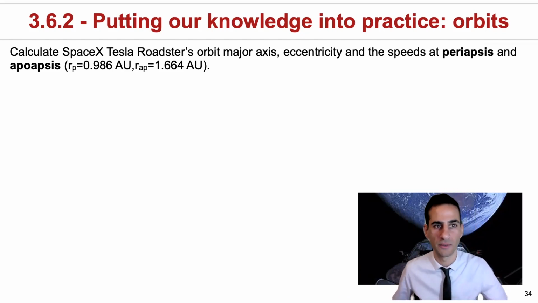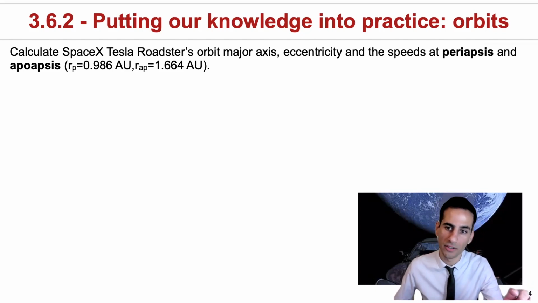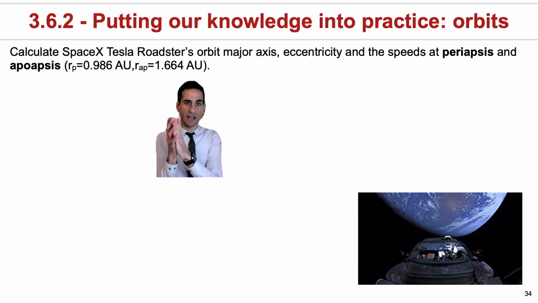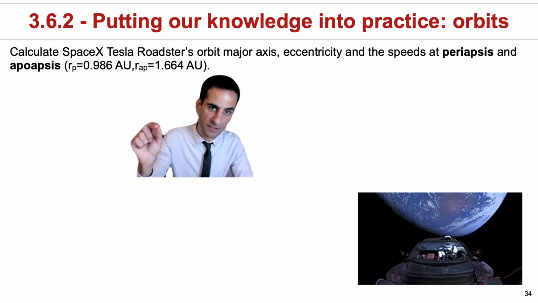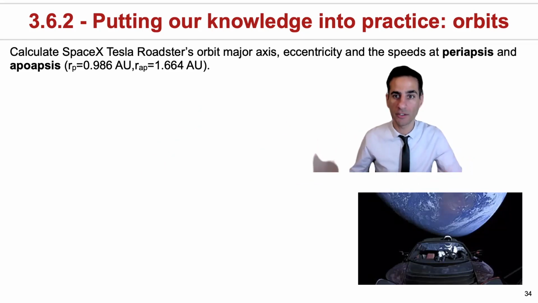In this example that you also find in the lecture notes, what we're trying to do is to actually calculate the eccentricity and the speeds at the closest point to the sun and the furthest point to the sun. And this is a very good example of how, by just having the furthest distance and the closest distance, you can actually do this. So how do you do this?